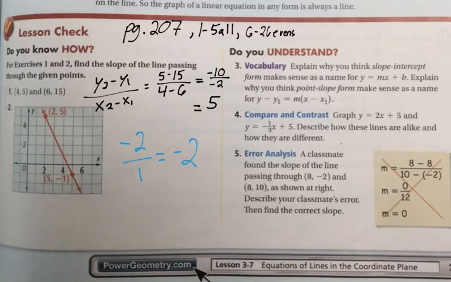Questions on how to find slope? About half your assignment is that. It's finding slope.